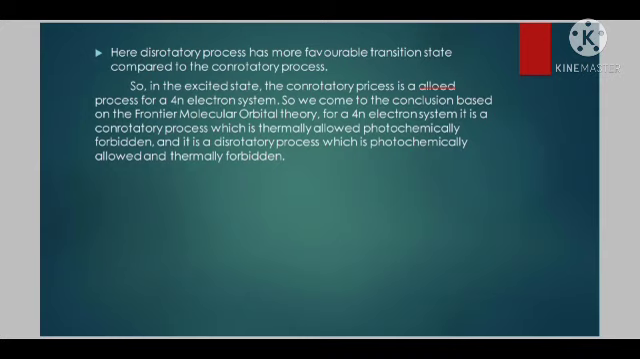So we come to the conclusion, based on the frontier molecular orbital theory, that for a 4 electron system, it is a conrotatory process which is thermally allowed and photochemically forbidden, and it is a disrotatory process which is photochemically allowed and thermally forbidden.